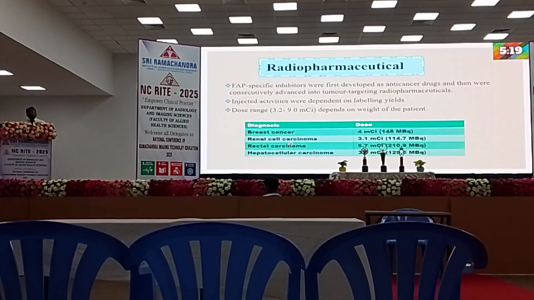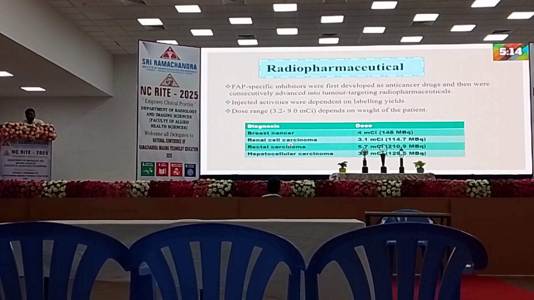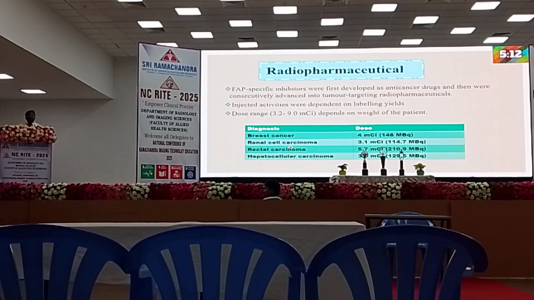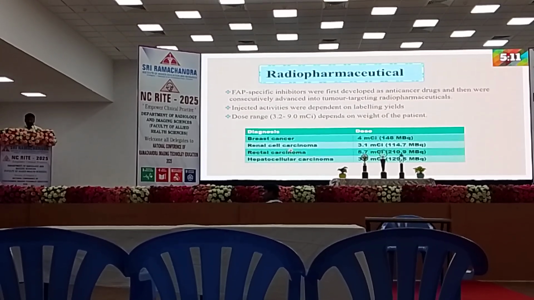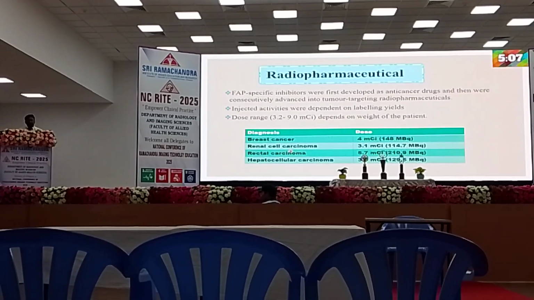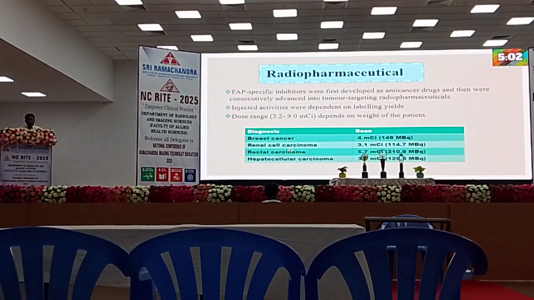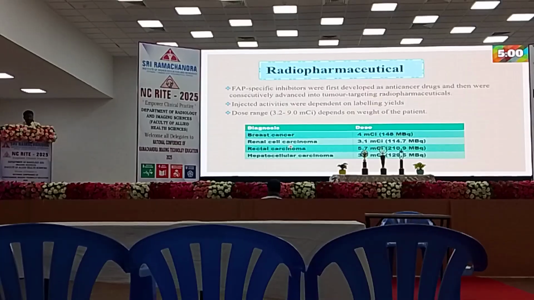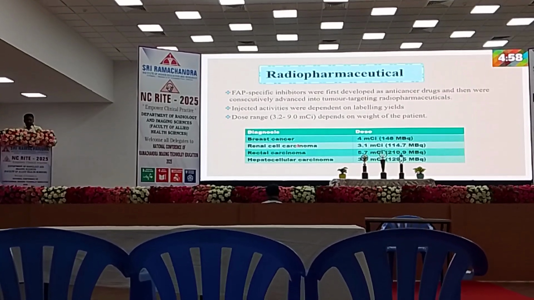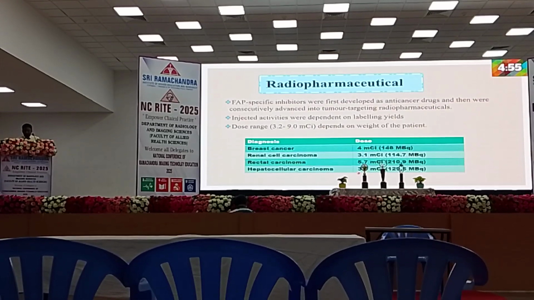In addition, we have to know about the radiopharmaceutical, and which dose range we are going to give to the patient. FAP specific inhibitors were first developed as anti-cancer drugs. Then they were introduced as tumor targeting radiopharmaceuticals. The injected activities depend on the labeling yields, which is based on the diagnosis. The dose range is about 3.2 to 9.0 millicurie. For example, breast cancer will have a dose of 4 millicurie. Hepatocellular carcinoma has 3.5 millicurie.